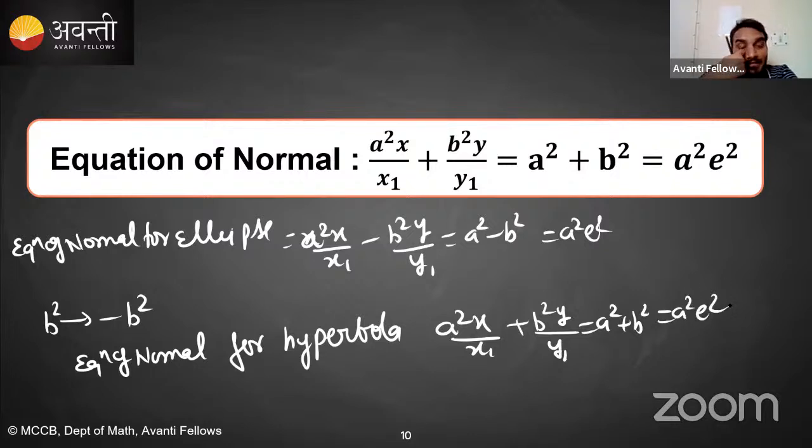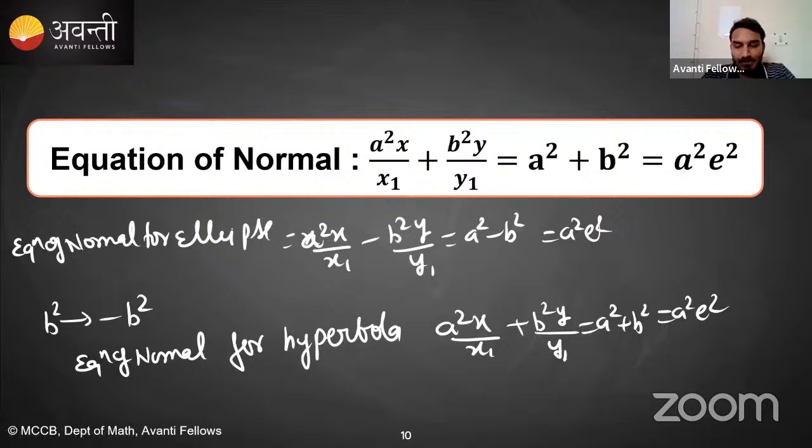Clear? Is this clear everyone? So in the equation of normal or in any equation, most of the things that you will see is that whatever result we got for the ellipse, just replace b square with minus b square. That's it. Then we will get the same result in the hyperbola. So the normal, the condition of tangency, the equation of normal, all those things are the same. The equation of the director circle, all those things are the same, right? Is this clear? Any doubt, students?